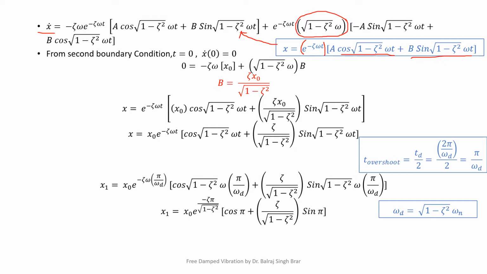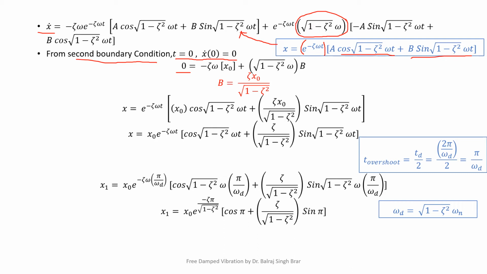Now let us put the second boundary condition, which is at time t equal to 0, x dot is 0, velocity is 0. When we put it in this equation, x dot is 0, we get a value we have already put. When we put it in this, we get minus zeta omega.